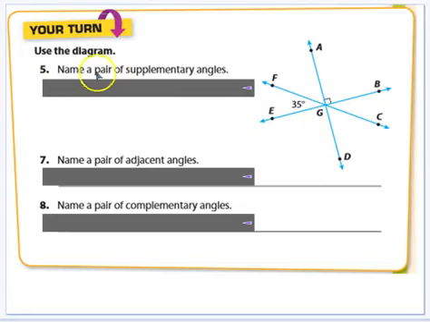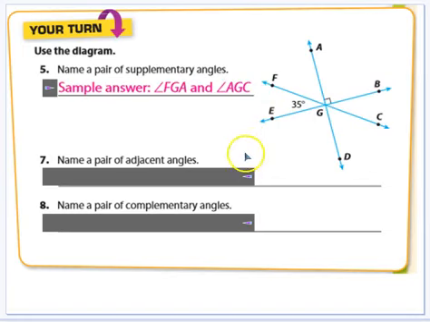Name a pair of supplementary angles. So I'm personally gonna go with EGF and FGB. Those are supplementary angles. I don't know what they went with. So they went with FGA and AGC, also supplementary angles. All right, straight line. FGA and AGC equal 180 together. Okay. There are a bunch of supplementary angles on this.